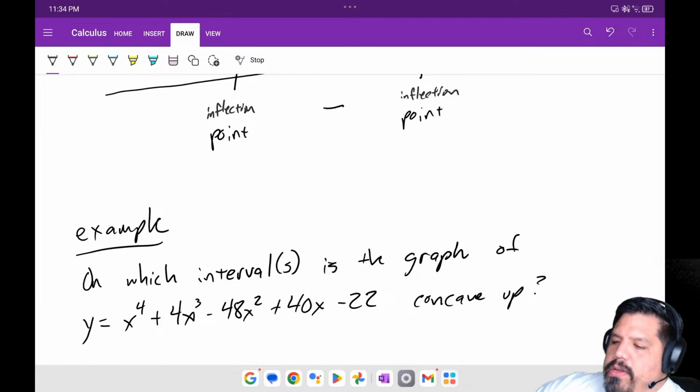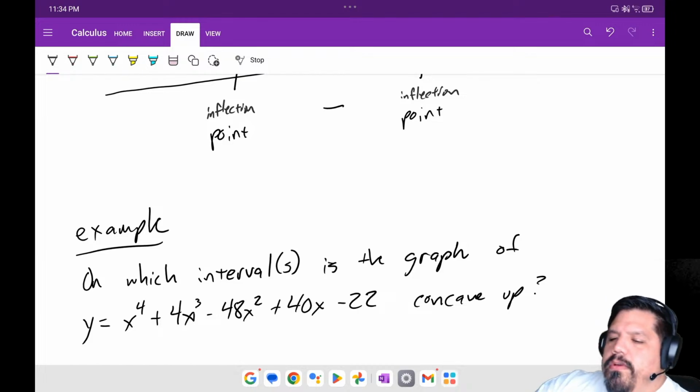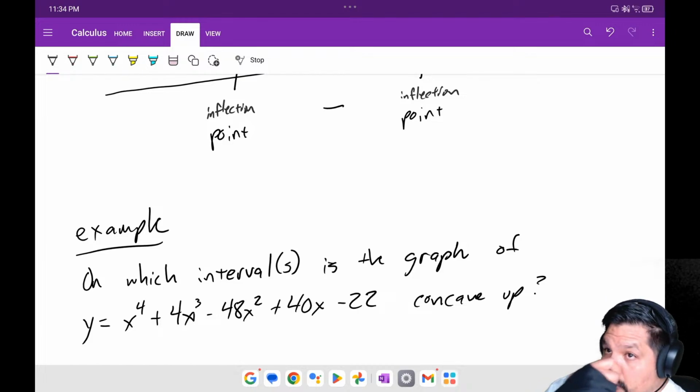And then you'll be able to test the interval from there. Okay, so it looks like we could just go ahead and set up and do a power rule.